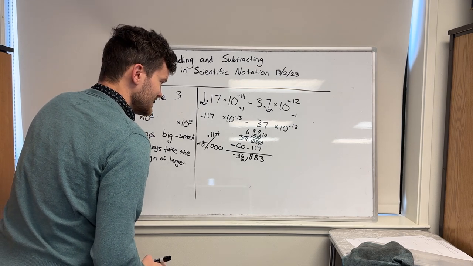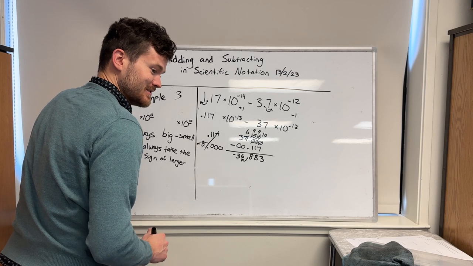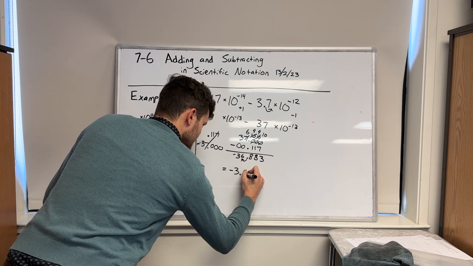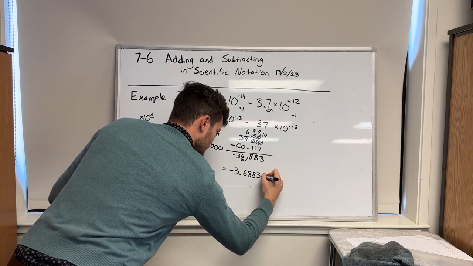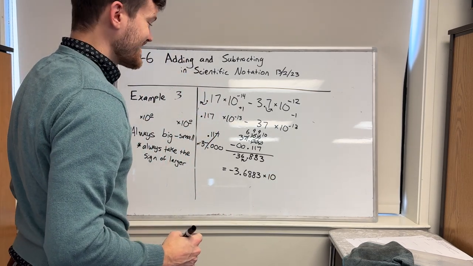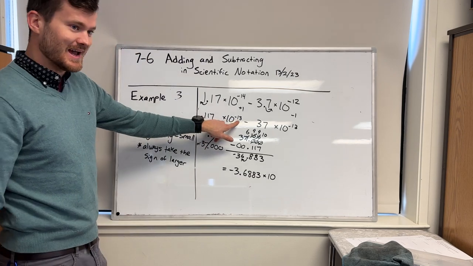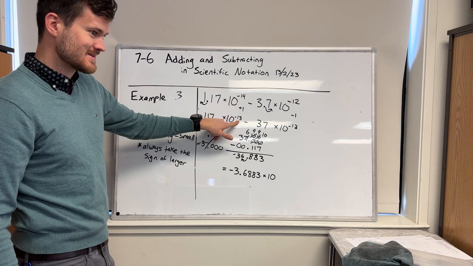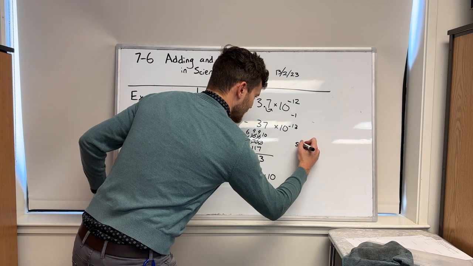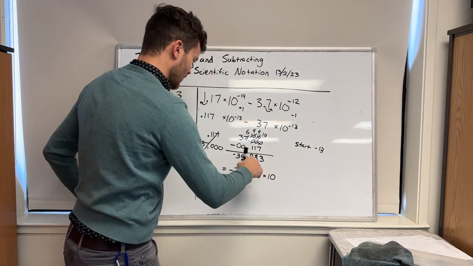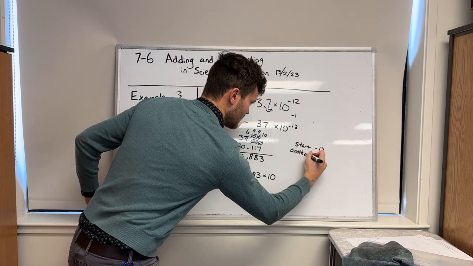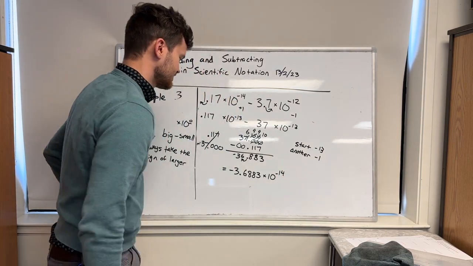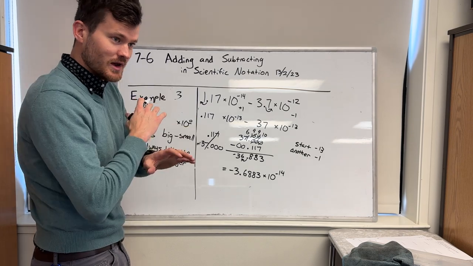Can it not be a negative in scientific? It can, yeah. Negatives and positives are all fine in scientific notation. Okay, so that means you gotta get the negative 3.6883, and that is times... I think it's negative 1. It would have been negative 1, but what did we start at? Negative 13. So what is it really? If we start at negative 13, and we need to do another negative 1. Negative 14. All right, this answer is 100% correct.